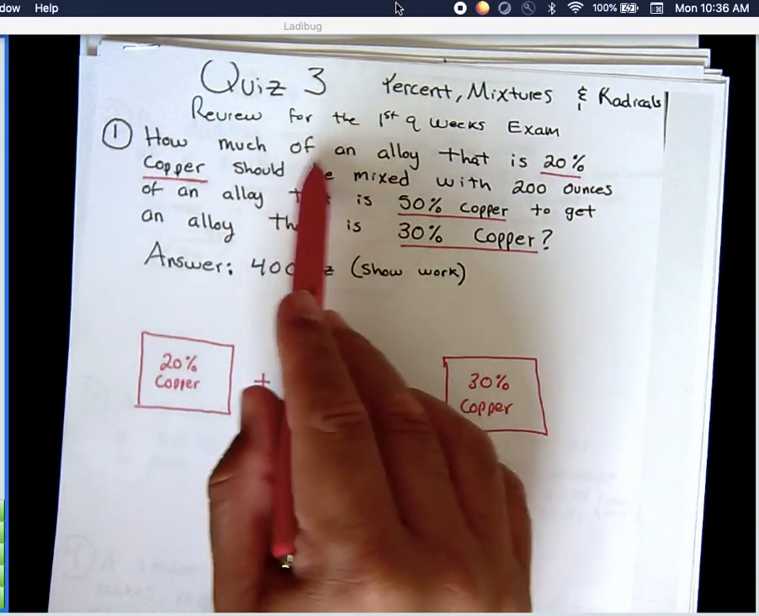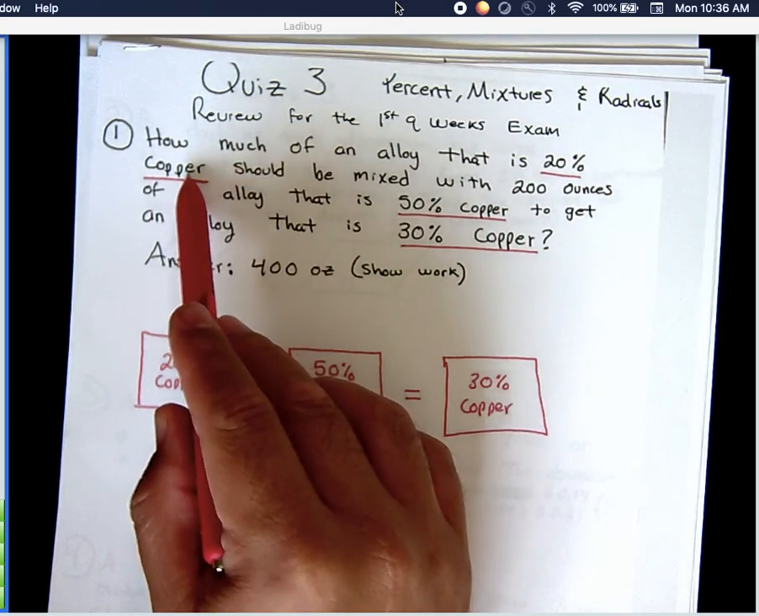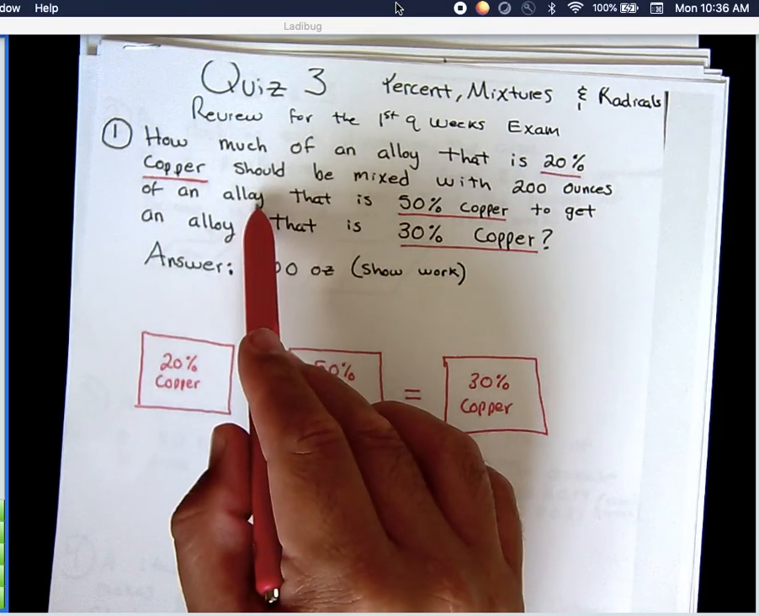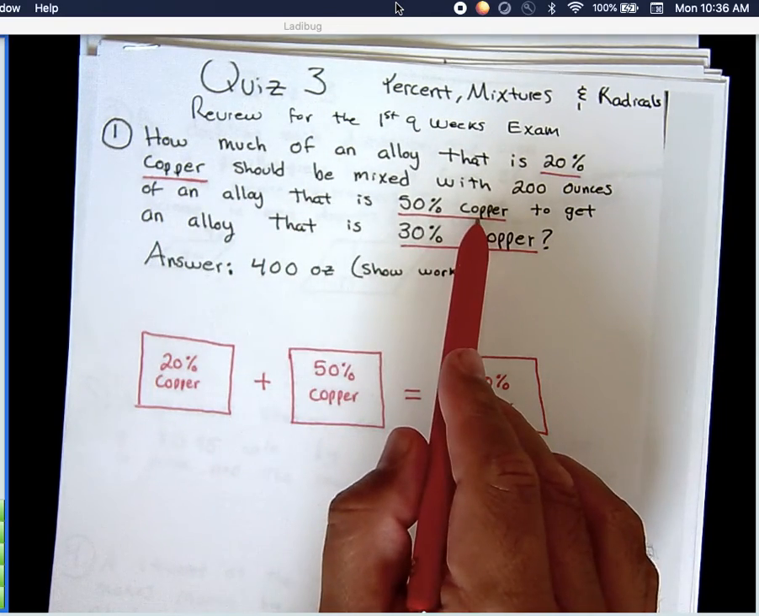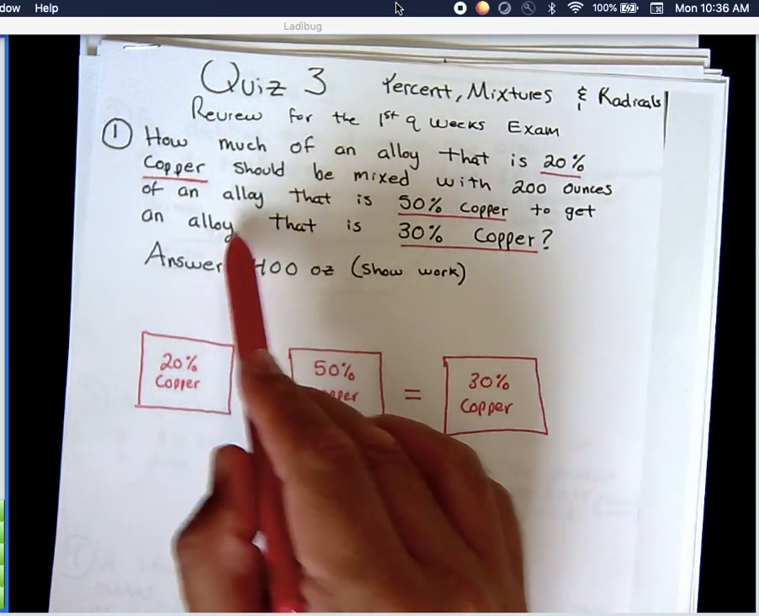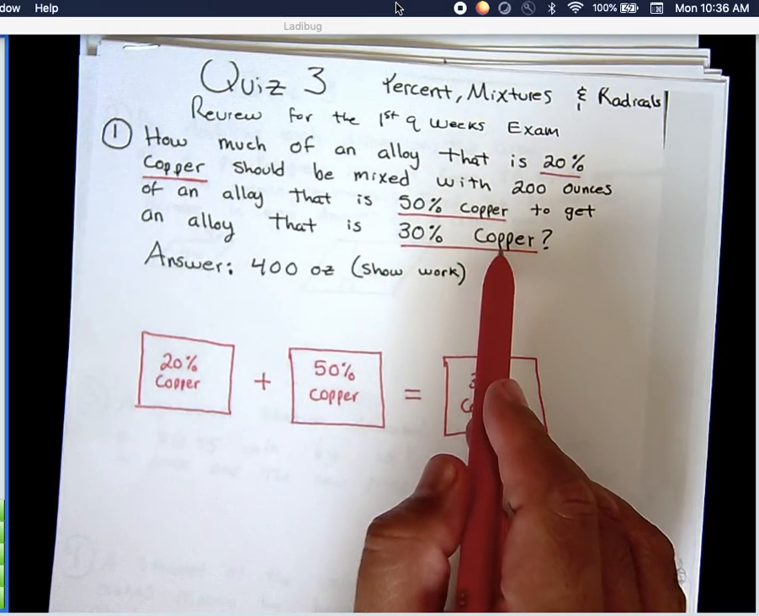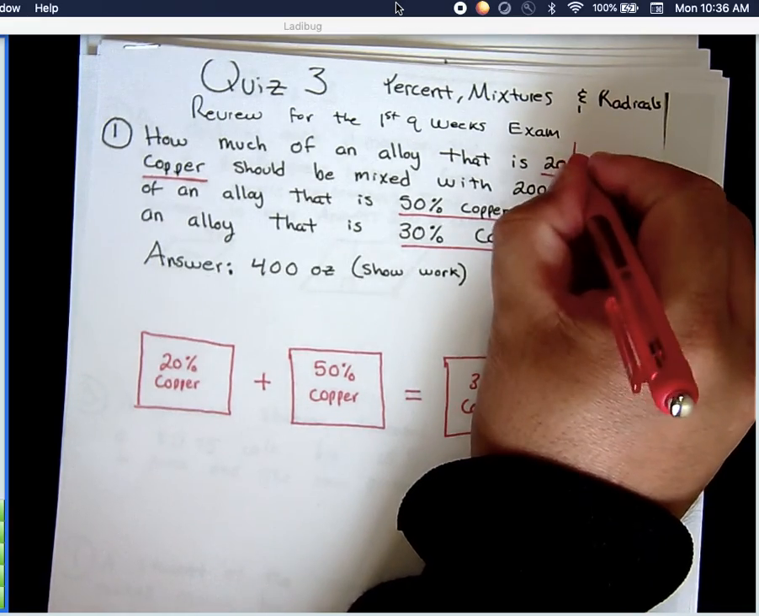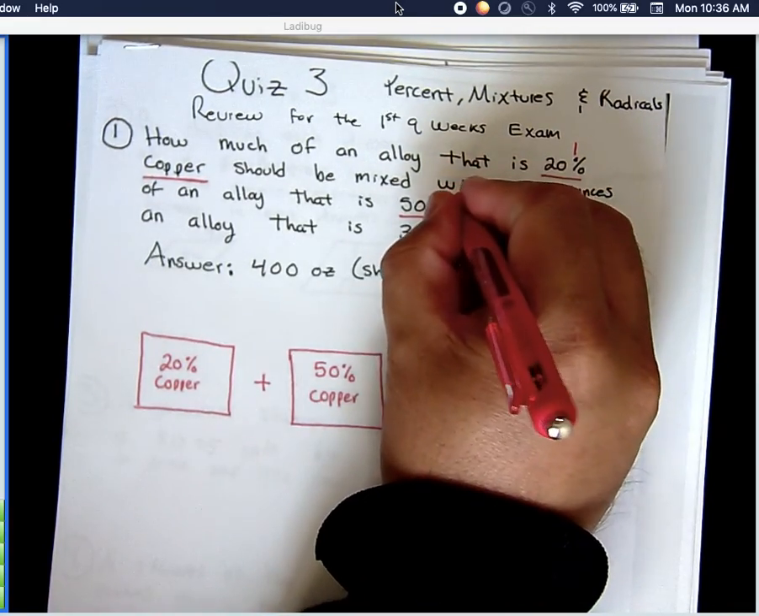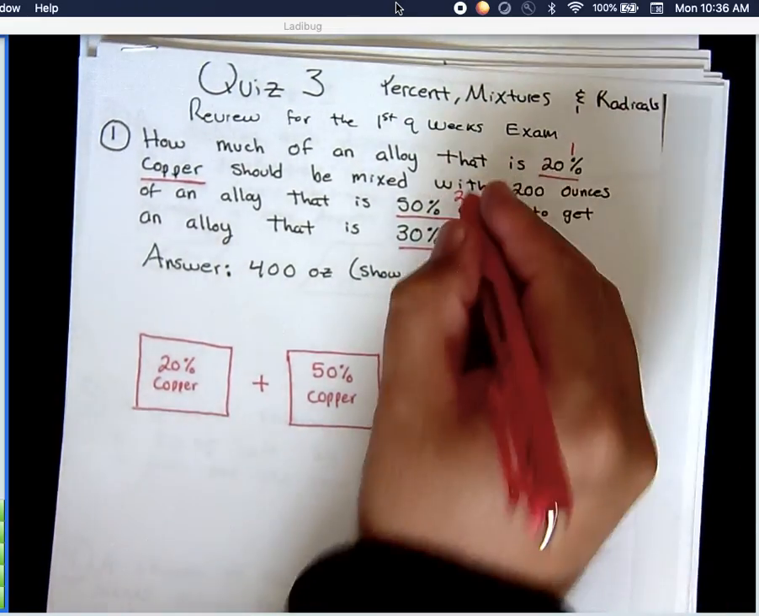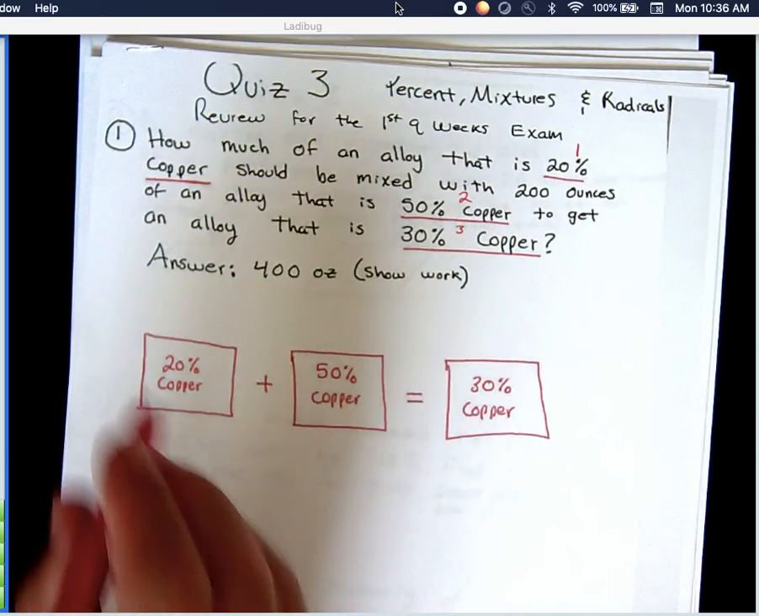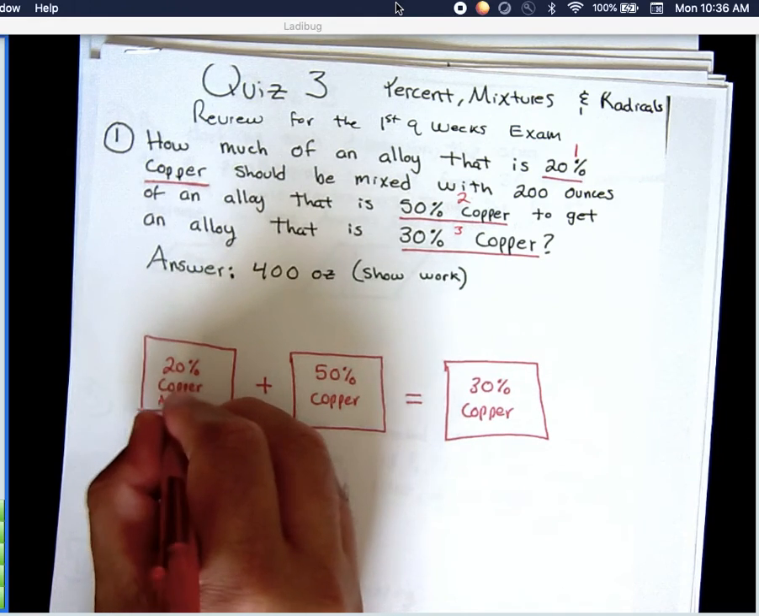How much of an alloy that is 20% copper should be mixed with 200 ounces of an alloy that is 50% copper to get an alloy that is 30% copper? If you notice, there are 3 things: the 20, the 50, and the 30. That's why I have 3 things here. And this is our alloys.